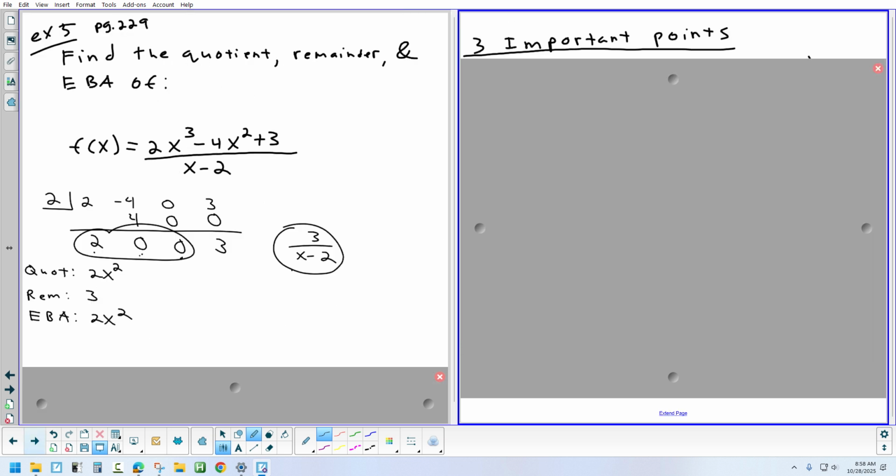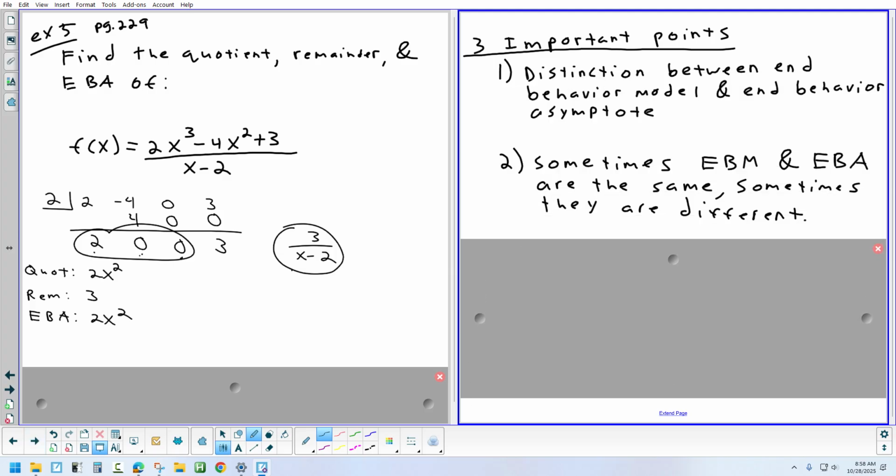All right, so a couple of points before we try to sketch this graph. Okay, there is a difference between the EBM and the EBA. All right. The process to find them is different. EBA is more complicated. Okay, you have to do long division or synthetic. EBM is easier. You just take the highest degree term in the top, divide by the highest degree term in the bottom. Now, when you do each of those, okay, if the question did ask you to find both the EBM and the EBA, they could come out the same or they could come out different. Okay, in this problem, they would come out the same.